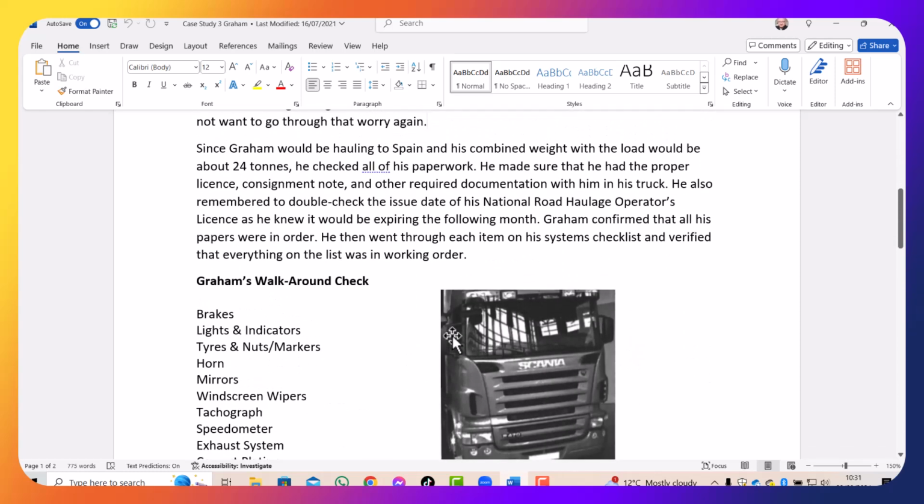Since Graham would be hauling to Spain, and his combined weight with the load would be about 24 tons, he checked all his paperwork. What paperwork would he need for the vehicle? Consignment note, because you're going to board. Yes, consignment note. Need tax. Need insurance, attestation, CVRT, need a true copy of the operator's license. Remember, every vehicle has a true copy. And for himself, he'd need his CPC card, his tachograph card, his driving license, maybe that medical card.